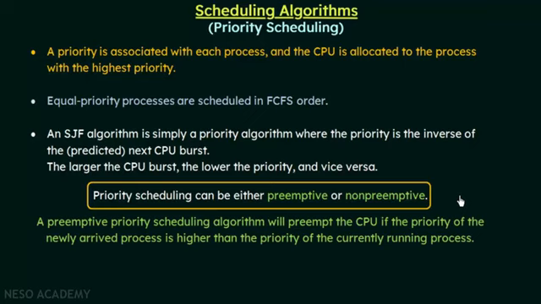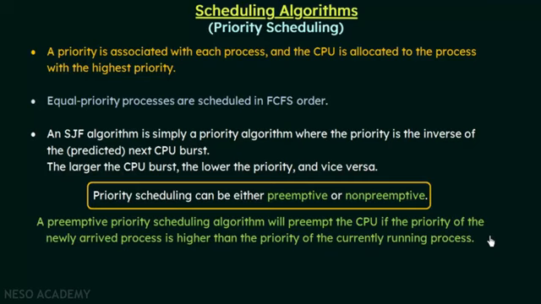A preemptive priority scheduling algorithm will preempt the CPU if the priority of the newly arrived process is higher than the priority of the currently running process. So if we are following preemptive priority scheduling and the newly arrived process has a higher priority than the process currently executing in the CPU, then the CPU will be taken away from the currently executing process and given to the newly arrived process with higher priority. That is what we mean by preemptive priority scheduling.